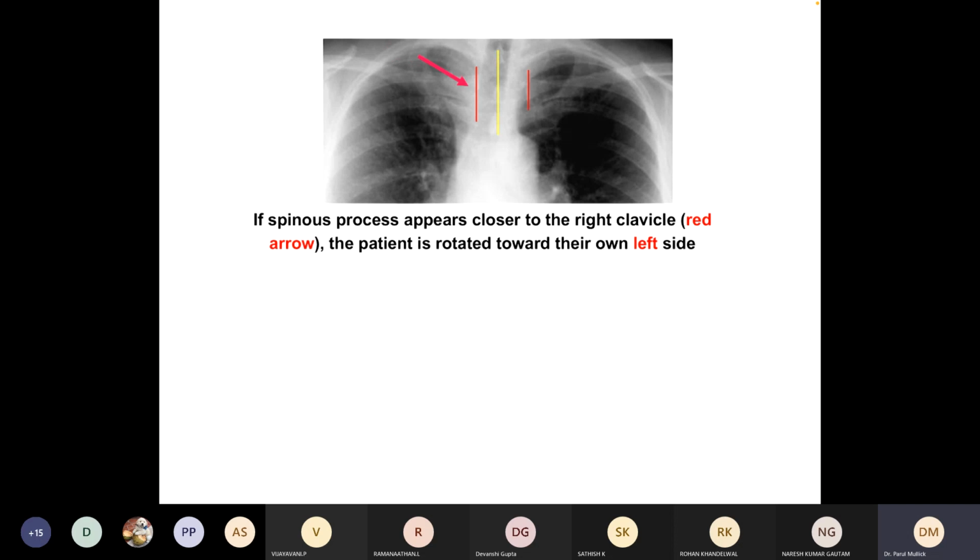Now, if you look at this film, the spinous process is closer to the right clavicle. Look, between this yellow line and this red line there is less distance, and between the yellow line and the other there is more distance. They are not equidistant, right? Yes, ma'am. That means this is a rotated film. So if the spinous processes are closer to the right clavicle, that means the patient is rotated to their own left side. You will have to try this yourself: imagine that you are rotated to your own left side, and see how it is moving.